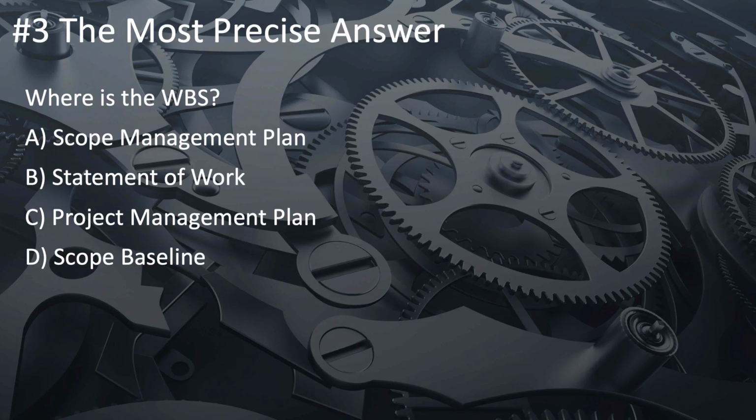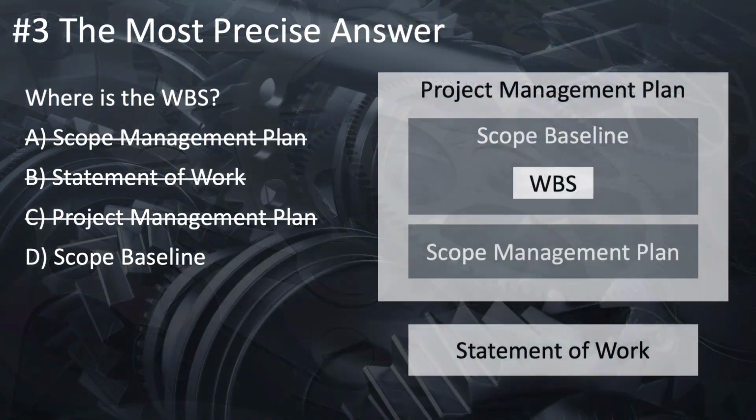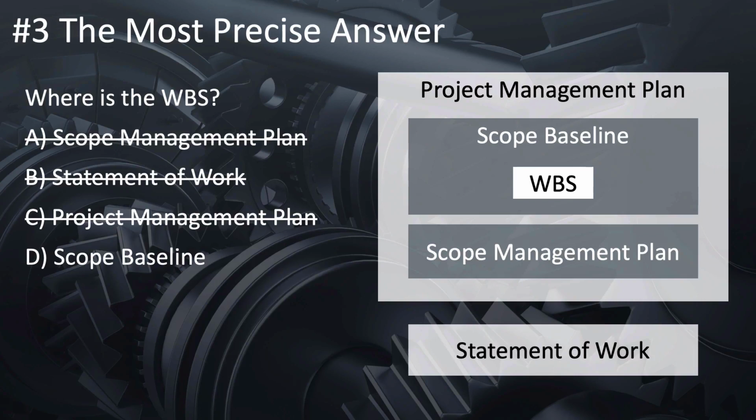However, look at D. D is the scope baseline. What's in the scope baseline? The work breakdown structure. The scope baseline is part of the project management plan, but it also specifically includes the work breakdown structure, the work breakdown structure dictionary, as well as the project scope statement. So which of these two answers is correct? Well, from a certain point of view, both C and D are correct, but the most precise answer is D, the scope baseline.